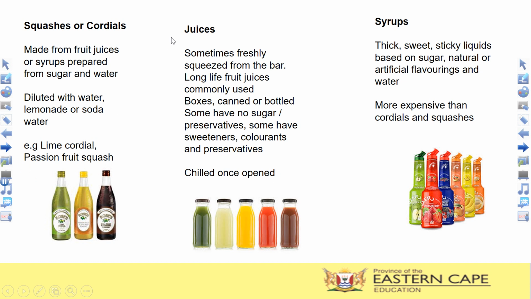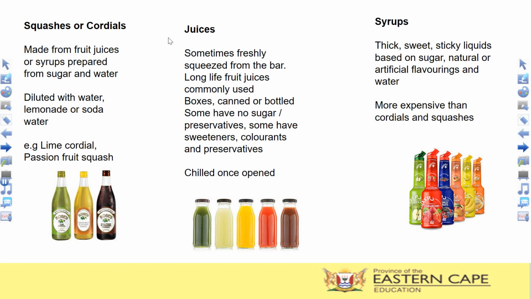Your fruit juices are sometimes freshly squeezed from the bar, where a barman will take fresh oranges and they will use a squeezer and you can get fresh orange juice or fresh grape juice from it. But most of the time, long life fruit juices are used and they can come in a form of boxes, cans, or it can be bottled.